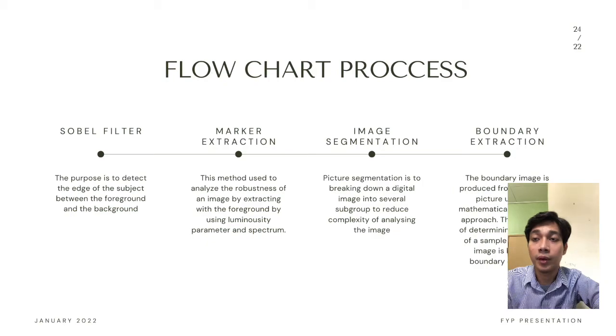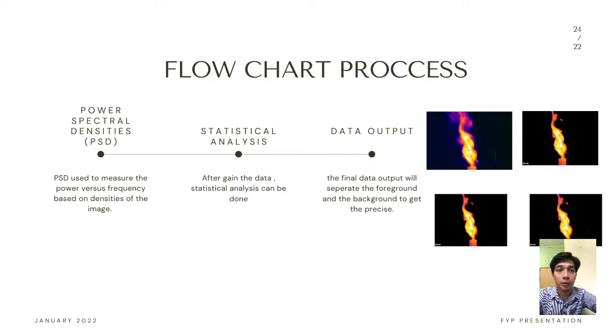Next, boundary extraction produces the binary picture using the mathematical morphology approach. The technique of determining the border of a simple curve or an image is known as boundary extraction. This is an important step, which is PSD, power spectral density, to measure the power versus frequency based on the density of an image, so that we can make a statistical analysis and get the data output.